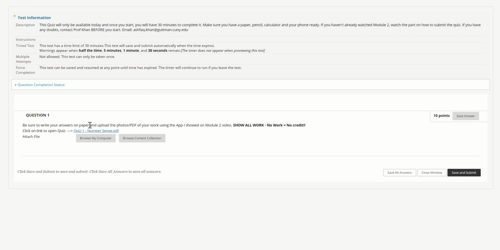So be sure to write your answers on paper, upload the photos of your work using the app, the Tiny Scanner app. I showed this on module 2. Make sure you show all work. If you don't show work, you will not get any credit, right? So make sure you show work, right? And I do give partial credit, except for, you'll see what I mean, right? I do give partial credit.